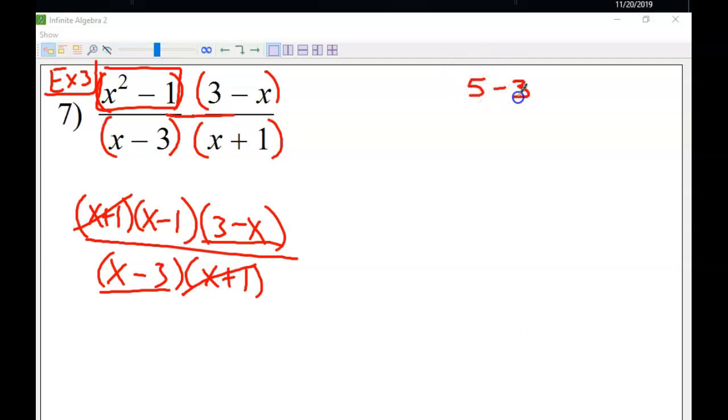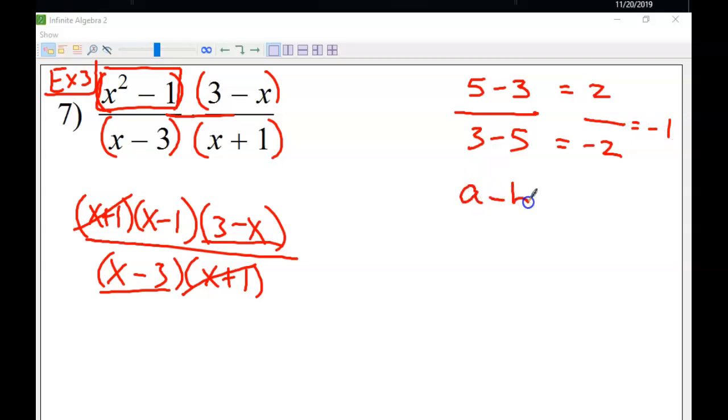What is 5 take away 3? And what is 3 take away 5? They're the same number, just opposite signs, right? And so what happens if you divide the same number but with opposite signs? You get a -1. So here's what we're going to do, okay? This is what I would write if I were you. If you ever have a minus b over b minus a, you can cross those off, but it makes a -1. So don't forget to put a negative, okay?